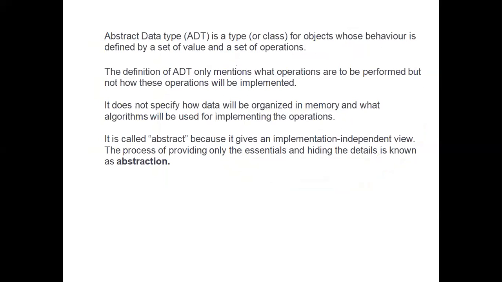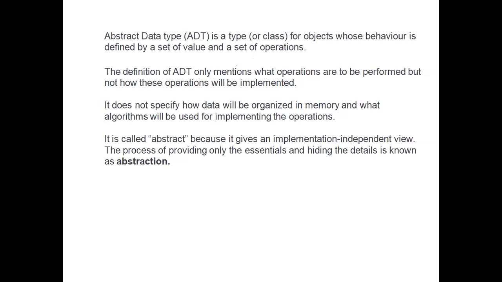The definition of ADT only mentions what operations are to be performed, but not how these operations will be implemented. See, this is the main part you have to understand. The first two lines were the main things. First, abstract data type is a type of class or objects whose behavior is defined by a set of values and a set of operations. Next, the definition of ADT only mentions what operations are to be performed, but not how they will be implemented. So here I am abstracting.